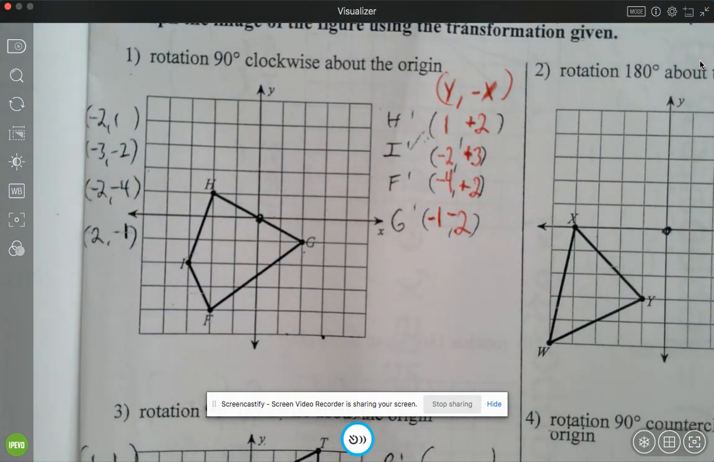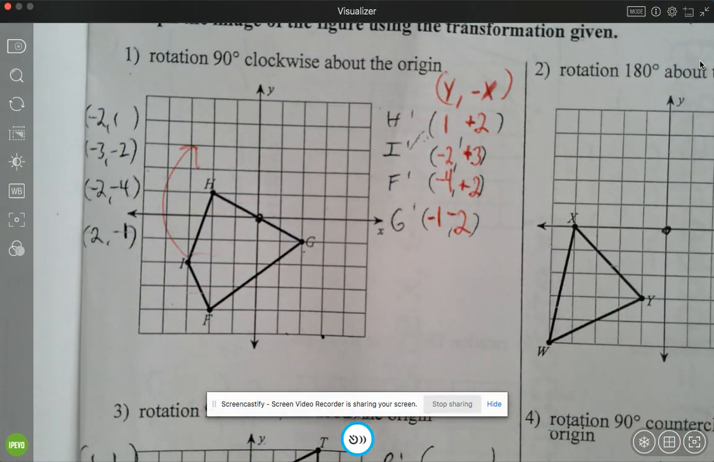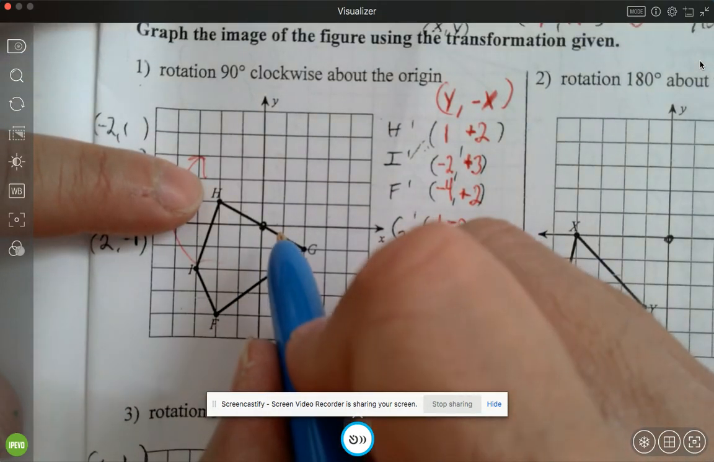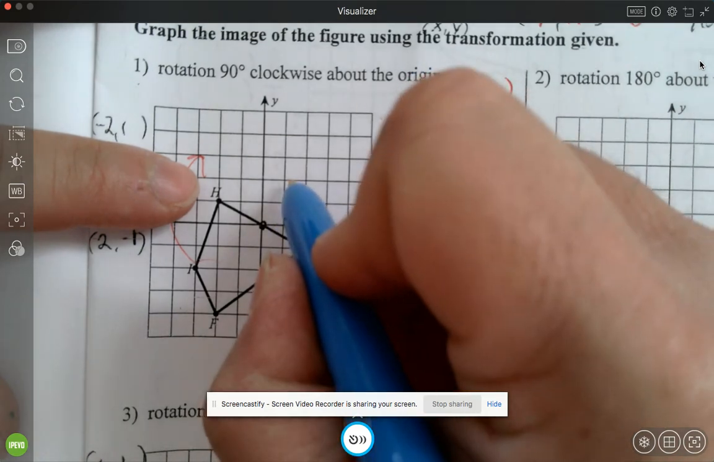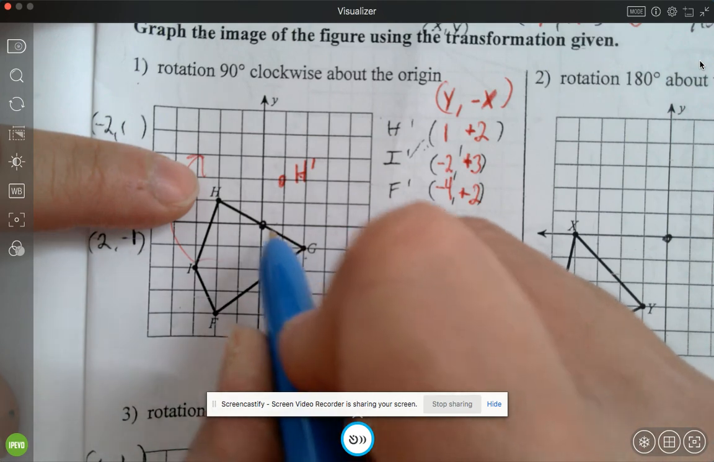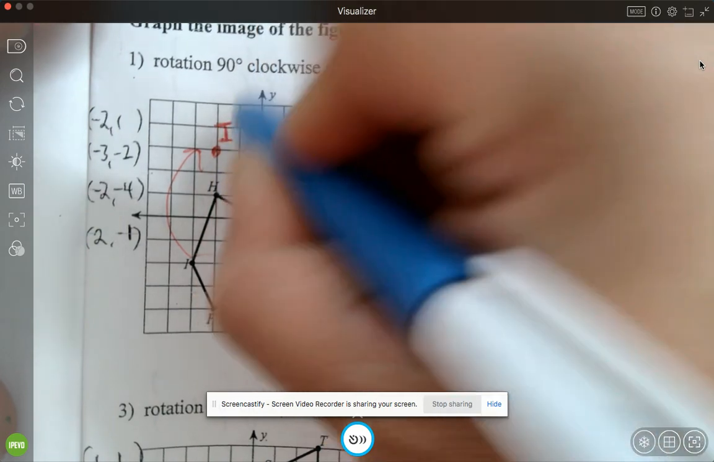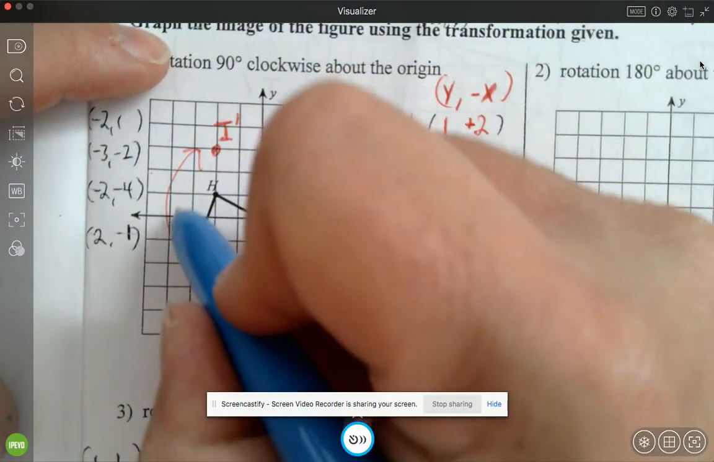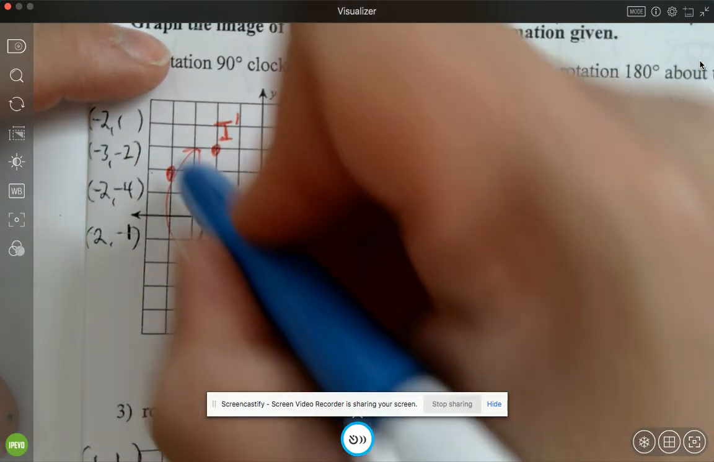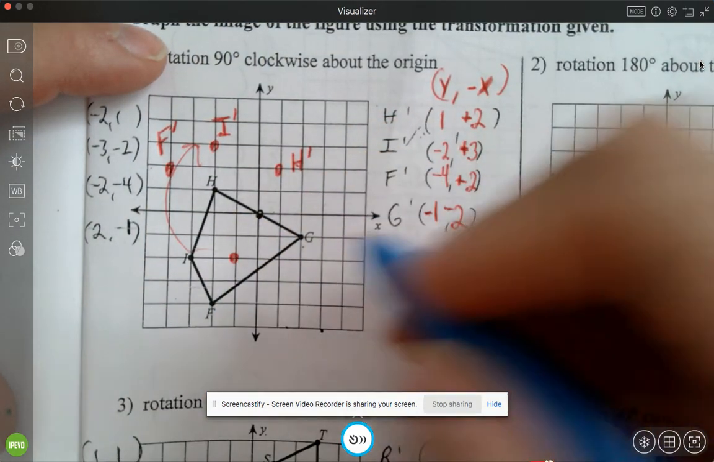And so again, another thing I like to do with these is, clockwise, I'm going to end up somewhere in this area. So I want to kind of know that's where it's going to be. And it should look the same. So if they don't look the same, I'm doing something wrong. So here goes. I'm going to go 1, 2, H prime, -2, 3, 1, 2, 3. Call that I prime. -4, 2. Yeah, that looks right, because I and F are like that. F prime. And the last one, -1, -2, is G prime.